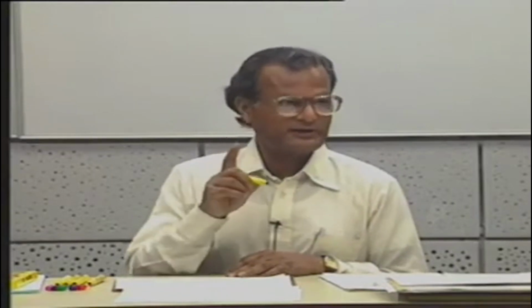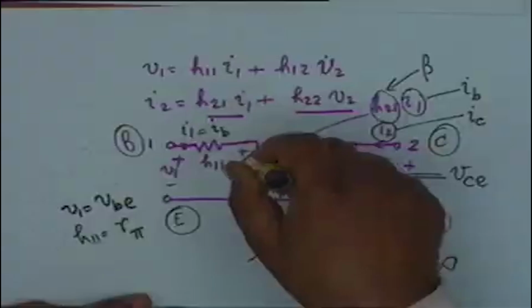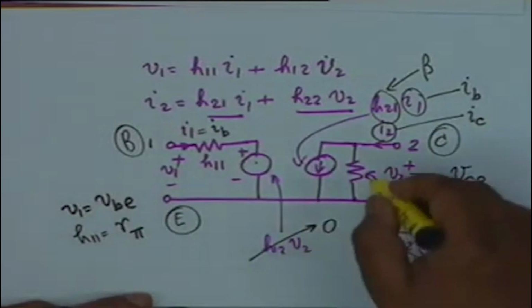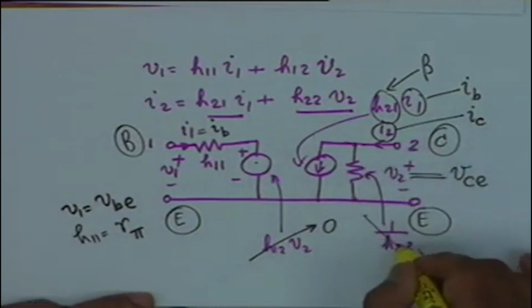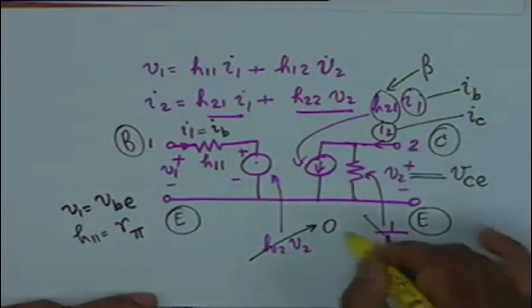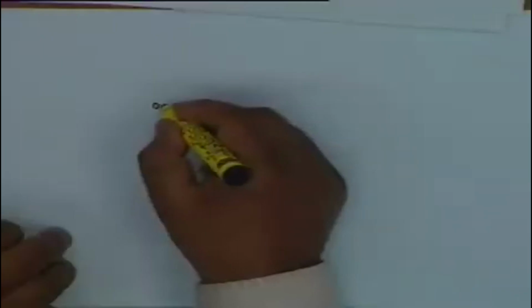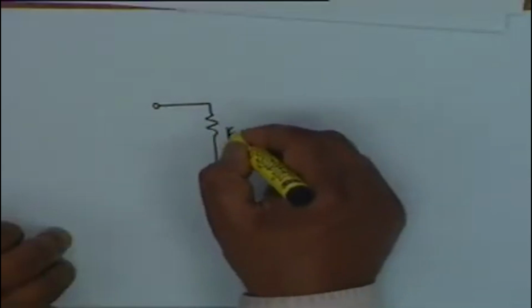With these simplifications, therefore, we get a simplified equivalent circuit of the common emitter transistor. Note that these simplifications have been done under 2 conditions. One is that this controlled source can be ignored because H12 is a small quantity. This resistance can be ignored because H22 is a small quantity. All right, H12 and H22 both tend to 0. It is only under that condition that we have in the equivalent circuit just one resistance and one controlled current source, beta IB.